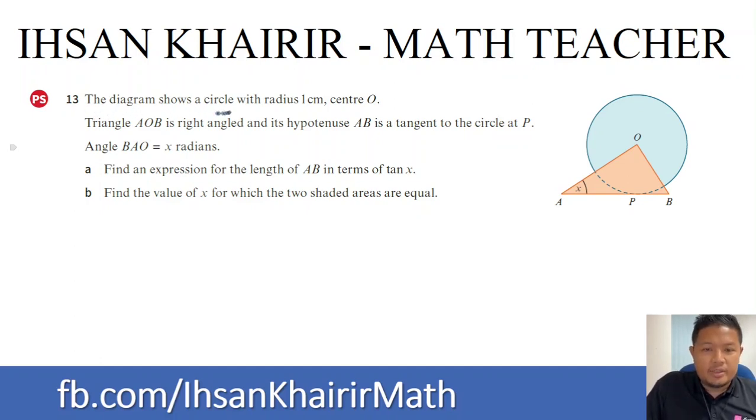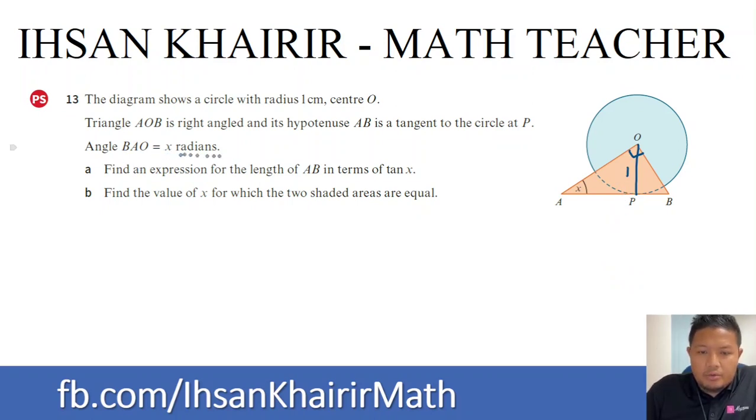Okay, the diagram shows a circle with radius 1 cm, center O. Triangle AOB is right angled and its hypotenuse AB is a tangent to the circle at P. Now from this information, what we can extract is that the angle here is 90 degrees, okay? And another thing that we can know is this line here to the point of tangency, right? That has length 1 because it's a radius line.